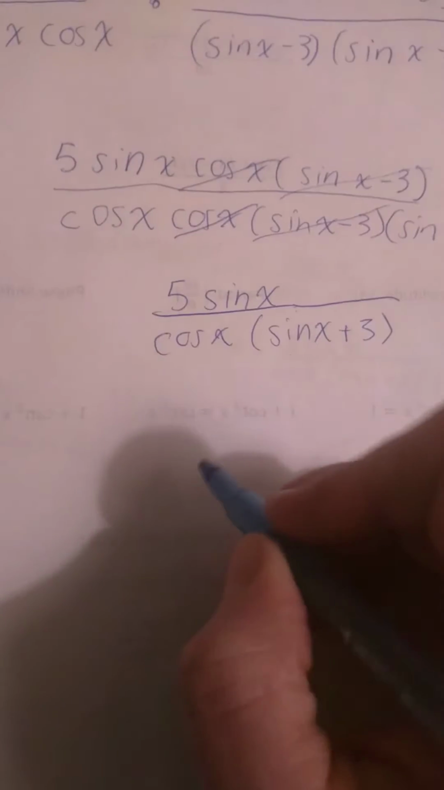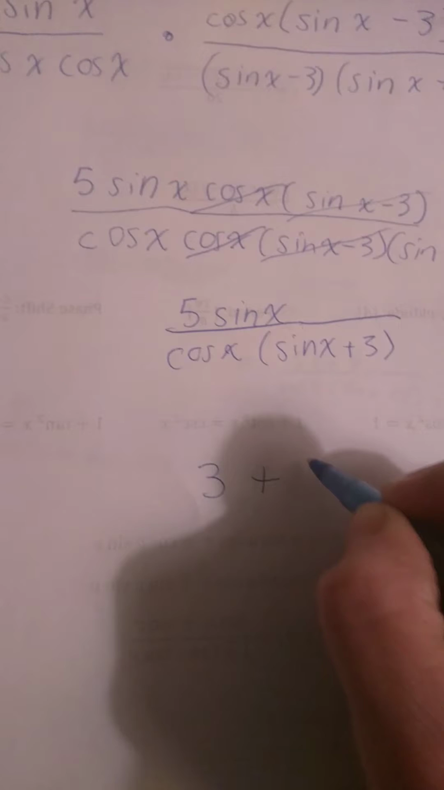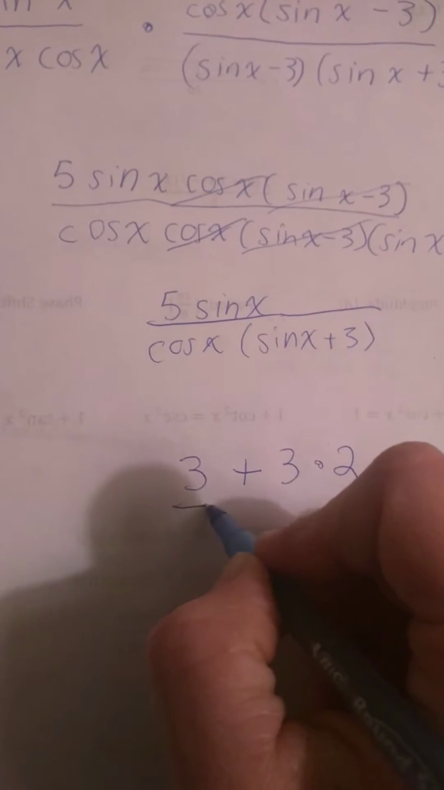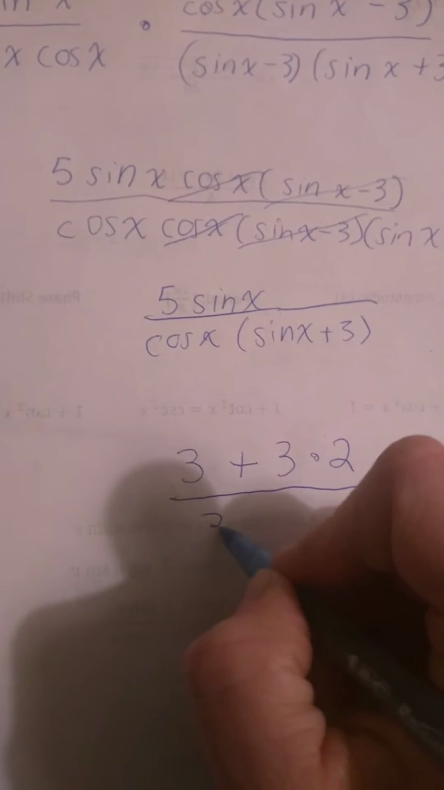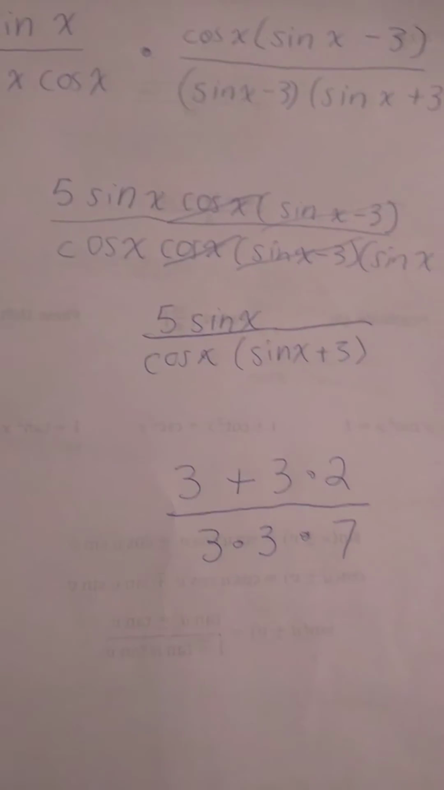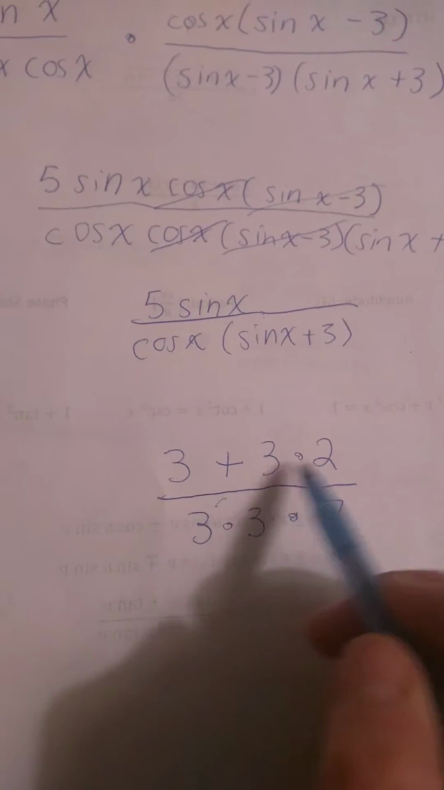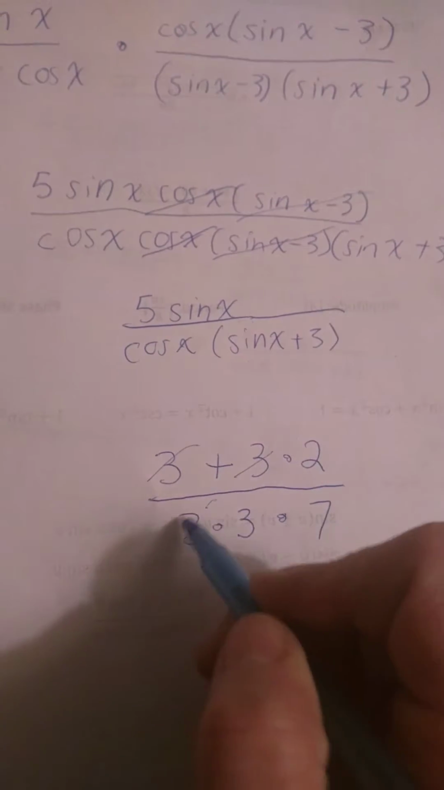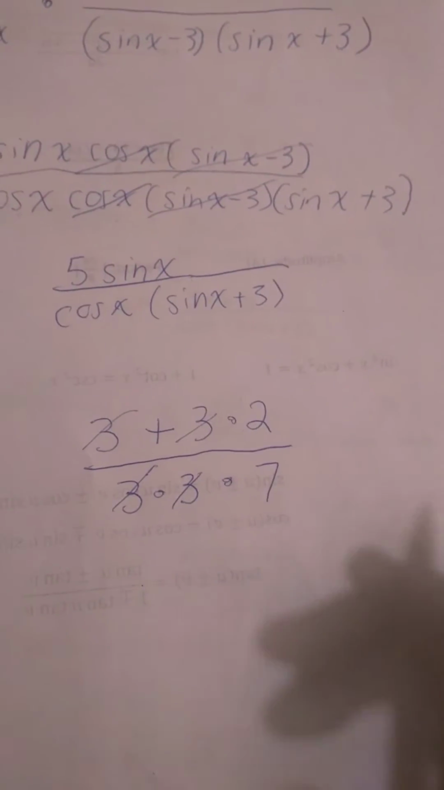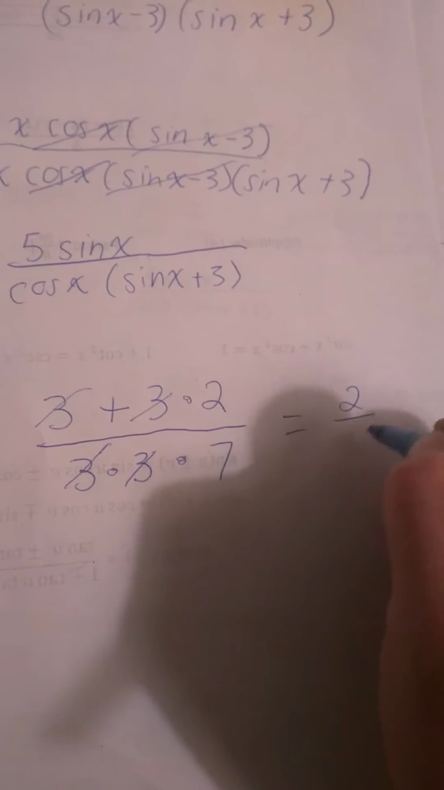So what I'm going to do is I'm going to write 3 plus 3 times 2, okay, over 3 times 3 times 7. Now, essentially what you were doing is you were saying, oh, I have 3 times 3 on the bottom, and I have 3 plus 3 times 2 on top. Let's cancel both 3's on the top and both 3's on the bottom. And if this were mathematically correct, I must say it's not, then that would leave us with 2/7 as a result.